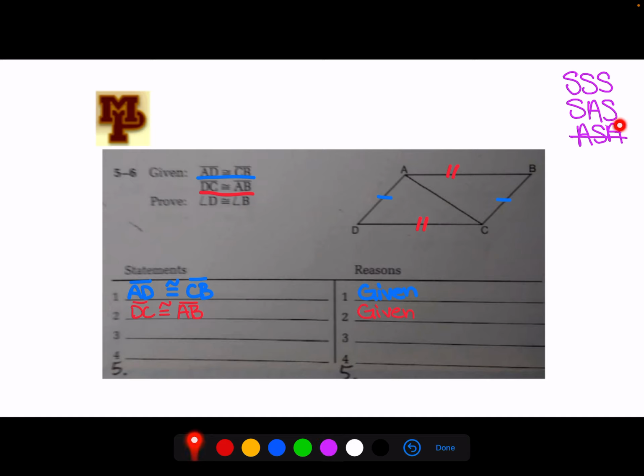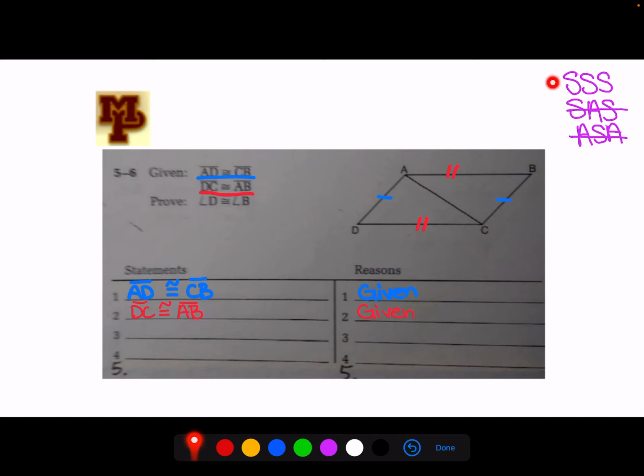Side, angle, side. Well, the included angle, the angle that's sandwiched in between, is angle D and angle B. But that's what we're trying to prove. So that won't come until later, like number 5 or so. So while that may be a possible solution down the road, it's not something that we can work towards right now with our third statement. So we don't have any information from here or in our picture to say that these 2 angles are congruent quite yet. So side, angle, side is out.